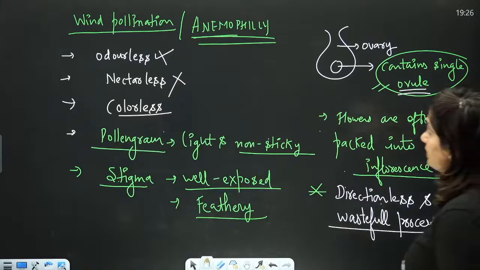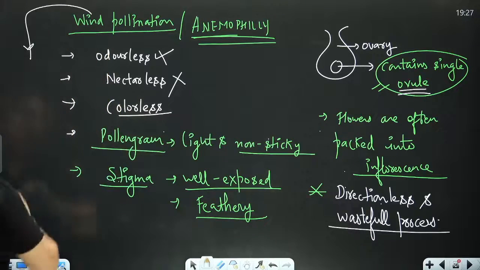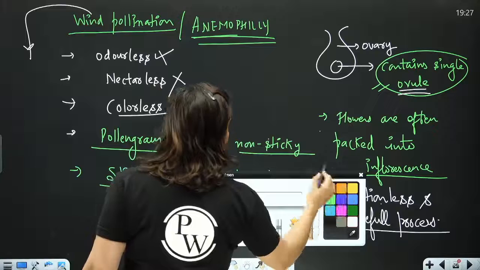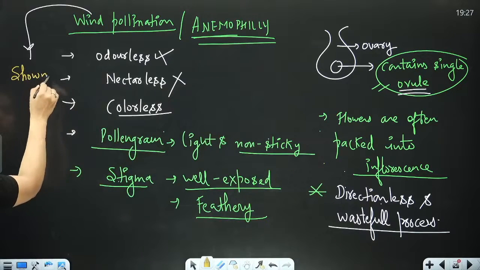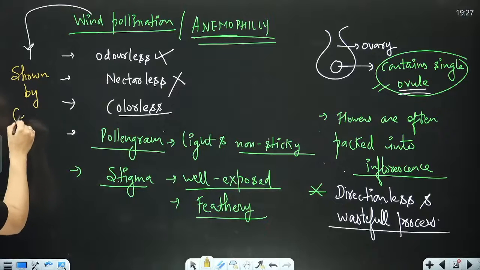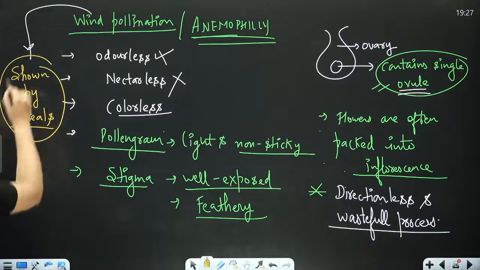Now the question is wind pollination. What is the example given in NCERT? Wind pollination is shown by cereals. This is pretty important.